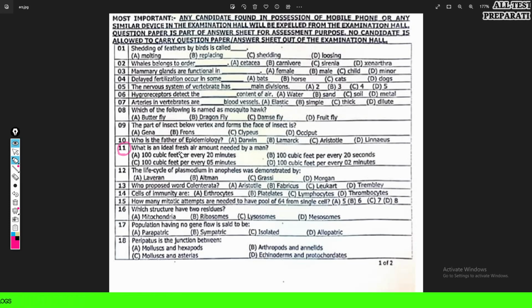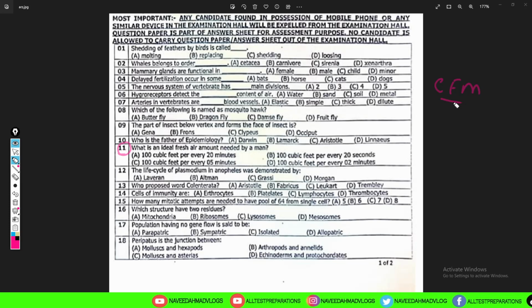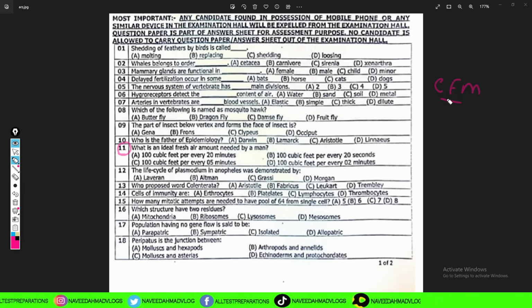So in order to find the ideal fresh air amount needed by a man, we have a formula. If you want to find cubic feet per minute, which we can write as CFM. So CFM represents the rate of airflow required to maintain the adequate ventilation rate for a person. So in order to find the CFM for persons, we have a formula.